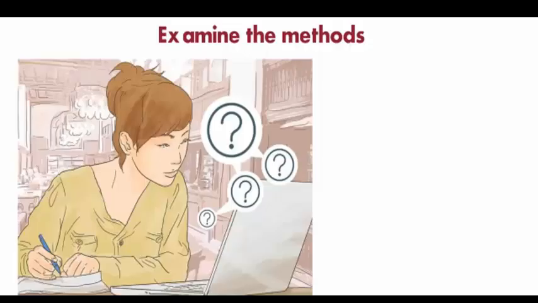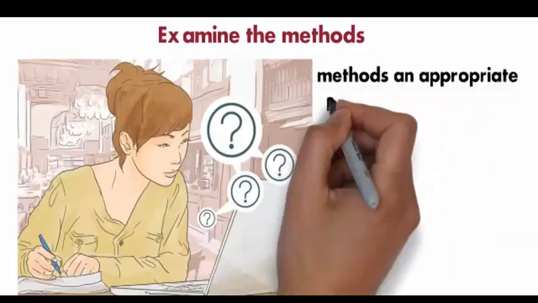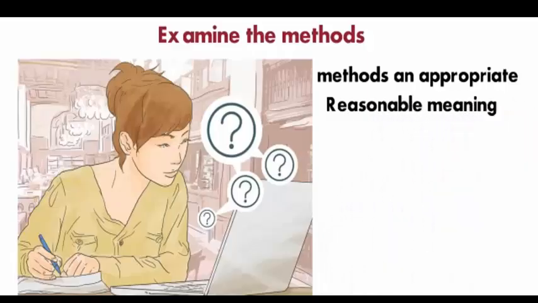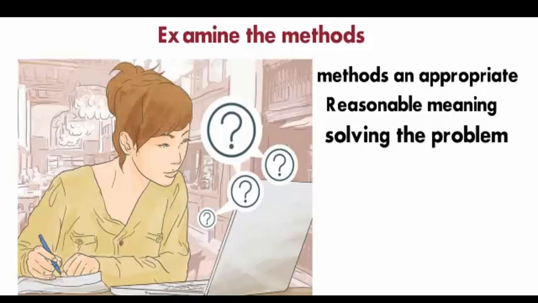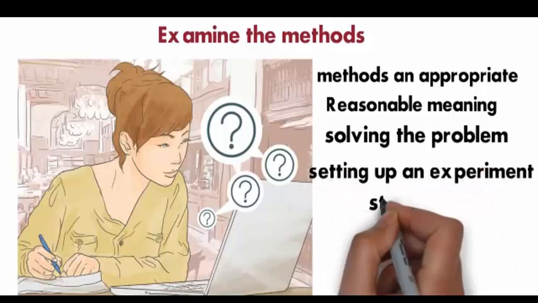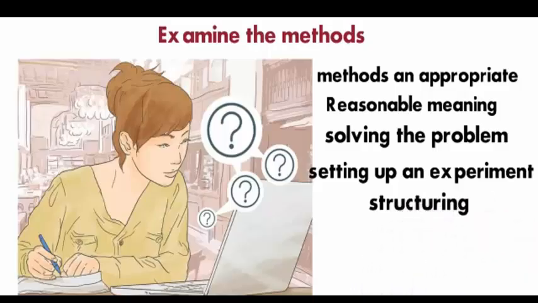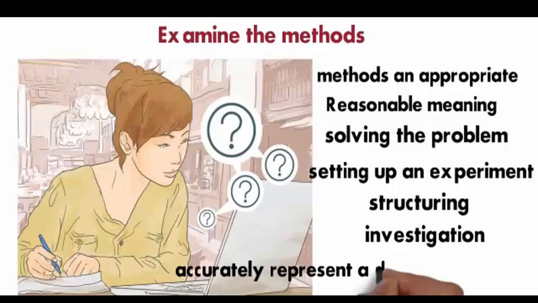Examine the methods. Ask yourself, are these methods an appropriate, reasonable means of solving the problem? Imagine other possible ways of setting up an experiment or structuring an investigation, and note any improvements the authors could have made. For example, you might observe that subjects in a medical study didn't accurately represent a diverse population.